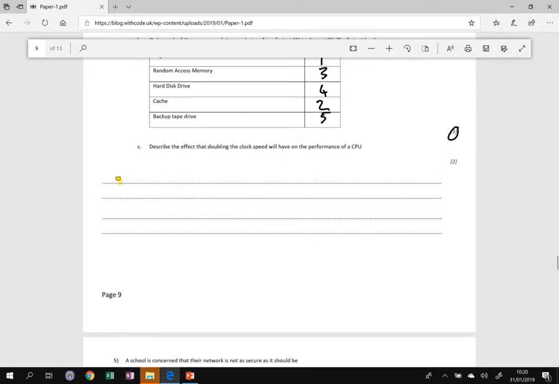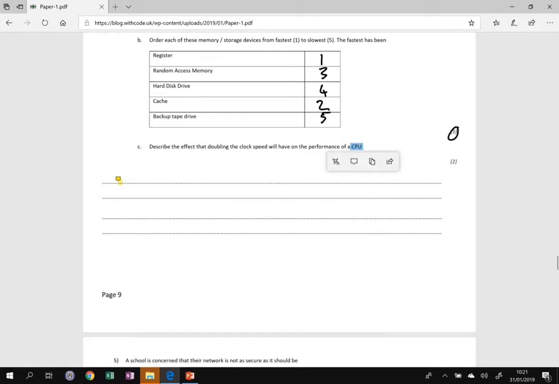In this question it says describe the effect that doubling the clock speed will have on the performance of a CPU. A CPU is a central processing unit. It's the component inside a computer which follows instructions and controls everything else. Some people talk of it as a brain inside the computer, but that probably wouldn't get you the marks if you had to describe what a CPU is. Think of it as the part of a computer that controls everything else and that follows and executes instructions.